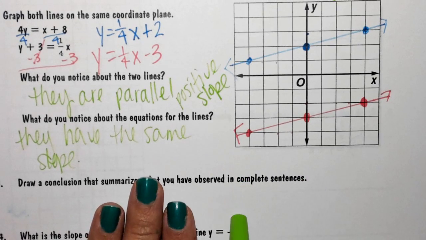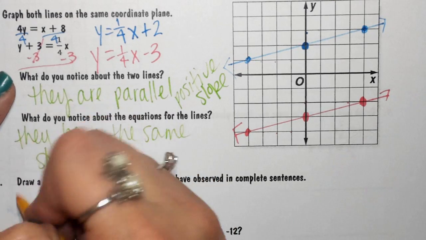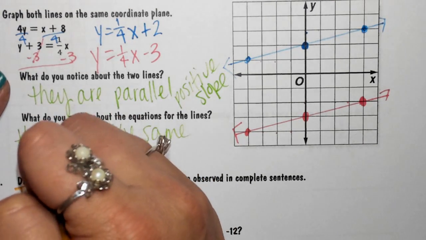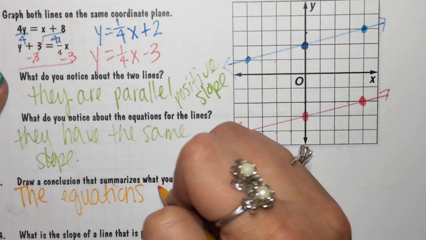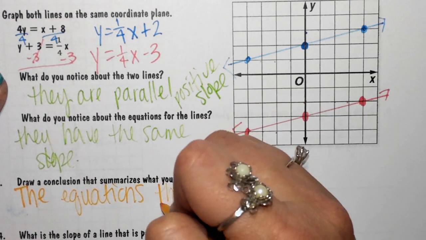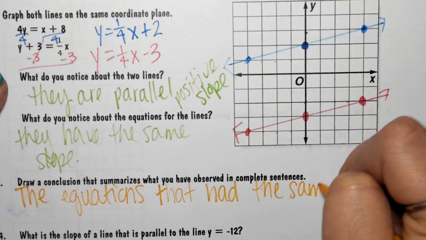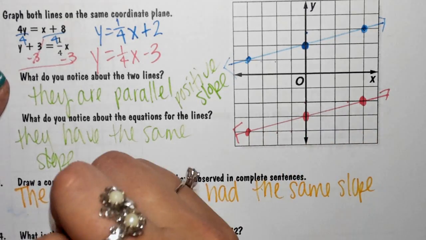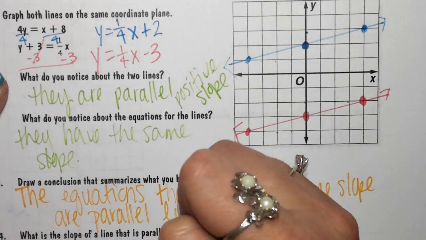Now, what did we notice about each of these? Each problem, what did we notice? They have the same slope, and our graphs end up as parallel lines. All right. So, the equations that had the same slope are parallel lines.